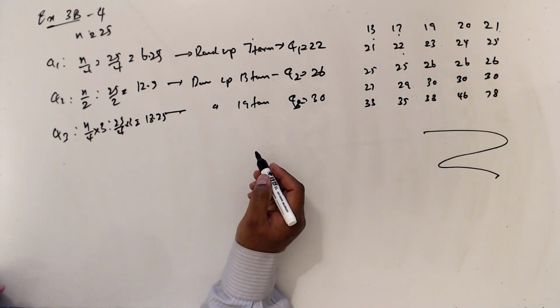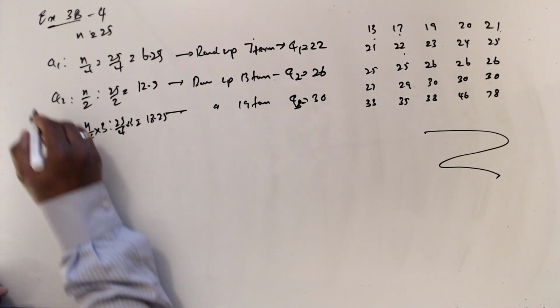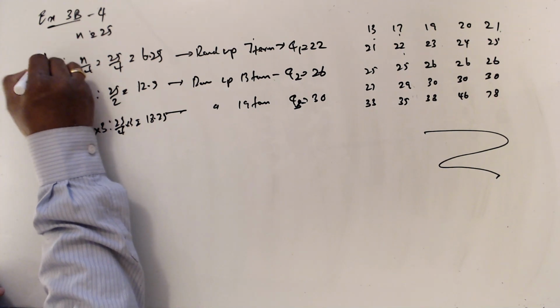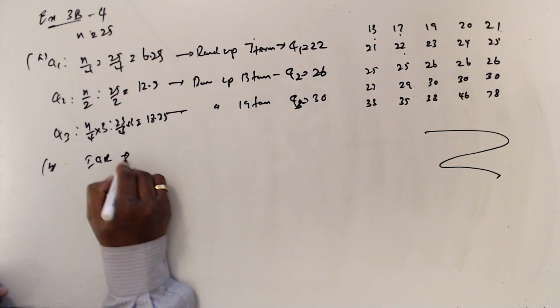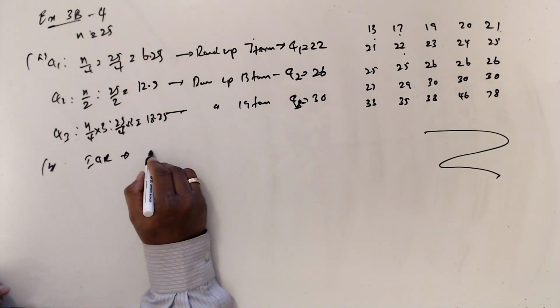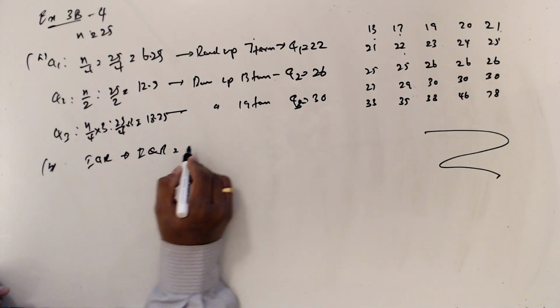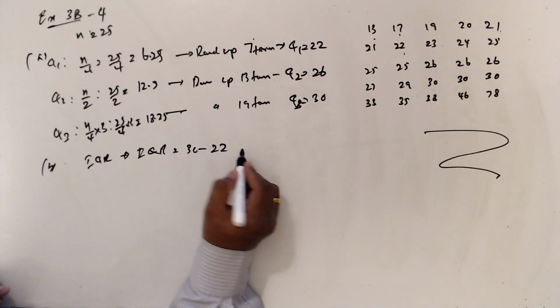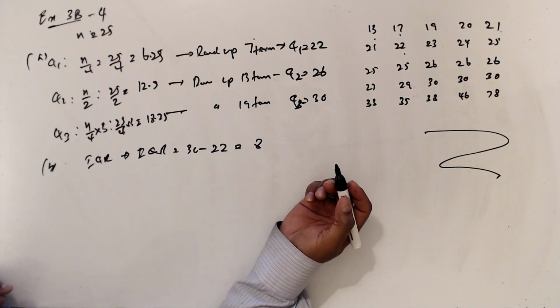Now we want to find the outliers. To find the outliers, we want to get the IQR first of all. What is IQR? IQR is 30 minus 22. So that is going to be 8.